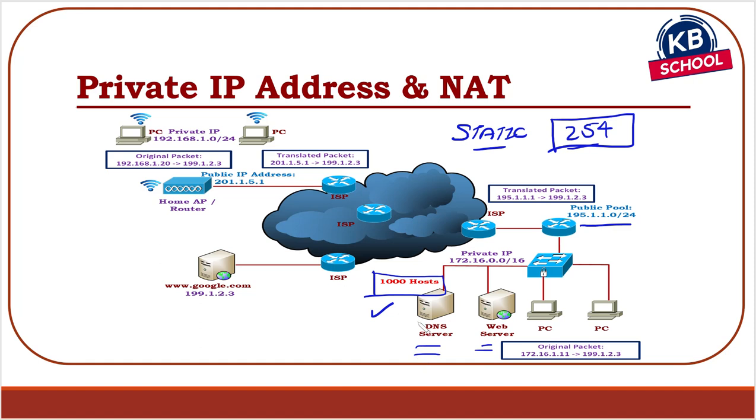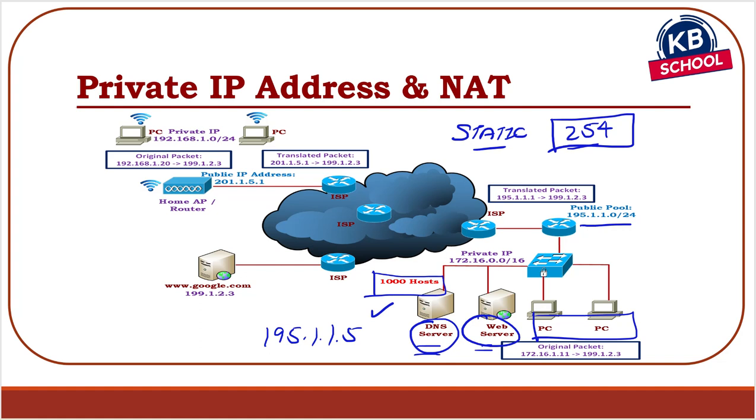What he can do is statically say the DNS server is 195.1.1.15, this guy is 16, and so on and so forth. And the rest of the PCs, he can say you have up to 1,000 PCs, they can use addresses from my pool. So I've reserved 2 addresses for my DNS and web server.